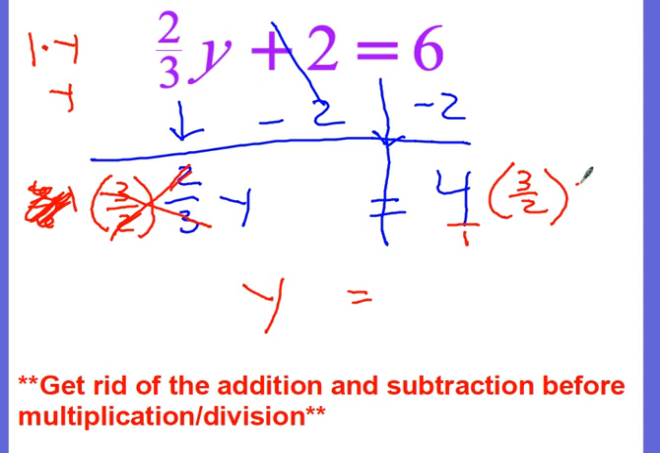So I get y equals, let's see, we can just multiply straight across if we wanted to. 4 times 3 is 12. 1 times 2 is 2. 12/2 is 6. Or I could have also cross-simplified 2 and 4. I can divide both of these by 2. So that makes 1 and that makes 2. 2 times 3 is 6. 1 times 1 is 1. So y is equal to 6.